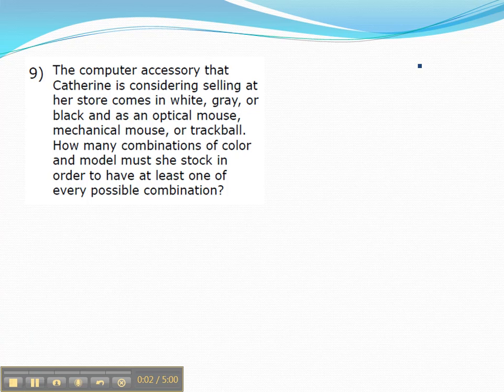Problem 9 on the review for the 5th 6 weeks test says the computer accessory that Catherine is considering selling at her store comes in white, gray, or black, and as an optical mouse, mechanical mouse, or trackball. How many combinations of color and model must she stock in order to have at least one of every possible combination? So let's start with the choices for color.